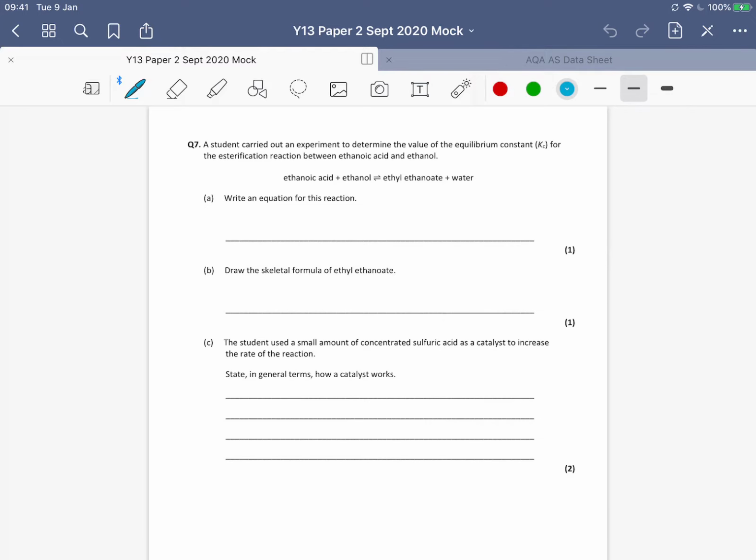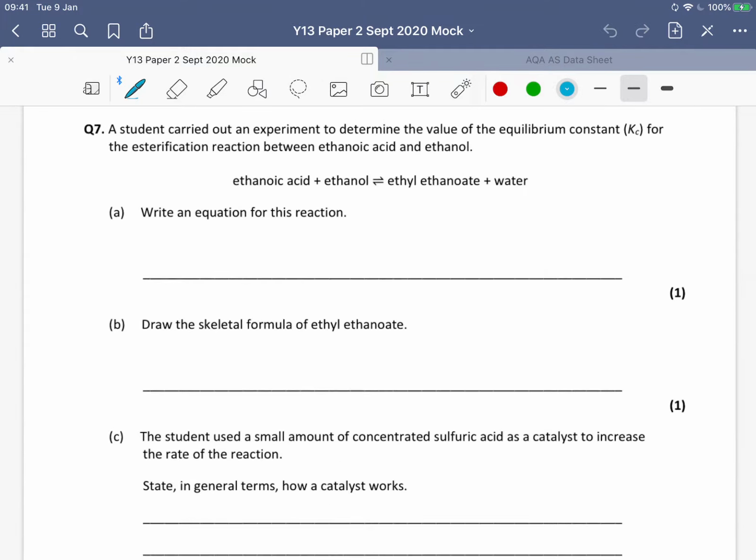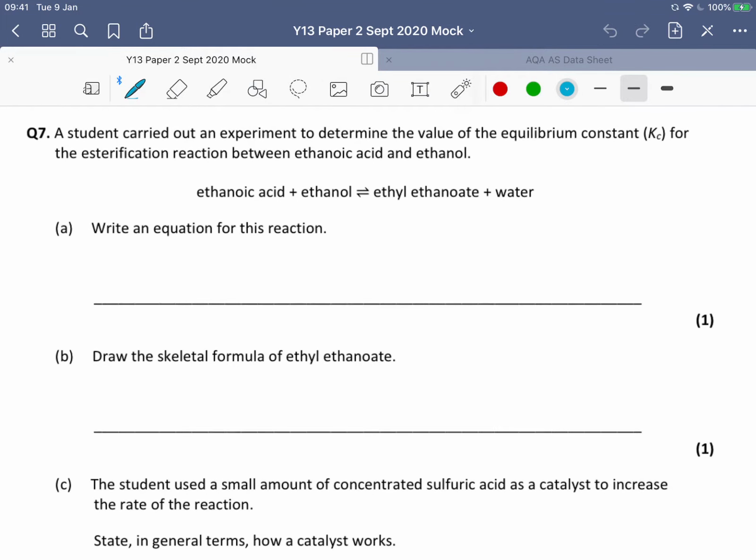Okay, so now we're doing question 7. All right, so a student carried out an experiment to determine the value of the equilibrium constant Kc for the esterification reaction between ethanoic acid and ethanol. And then it gives us an equilibrium equation. Ethanoic acid plus ethanol goes to ethyl ethanoate plus water. And then they ask us to write an equation for this reaction.